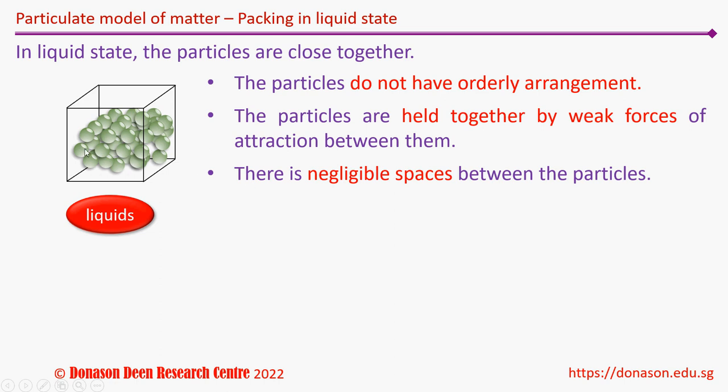However, if you look at the liquid particles, even though they don't have a proper arrangement and they are held together by weak forces, if you look at the spaces between one particle and the next, there is negligible space between the particles. There isn't much space between the particles. And why is this property important? Because this would actually help to explain why liquids are not compressible as well.